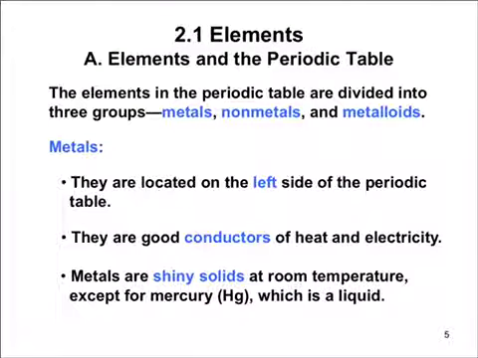So elements in the periodic table: metals, nonmetals, metalloids. What are these things like? Metals, as we said, are on the left side of the periodic table. They're good conductors of heat and electricity. They heat up really well, they conduct electricity. They're shiny solids at room temperature, except for mercury, which is a liquid.